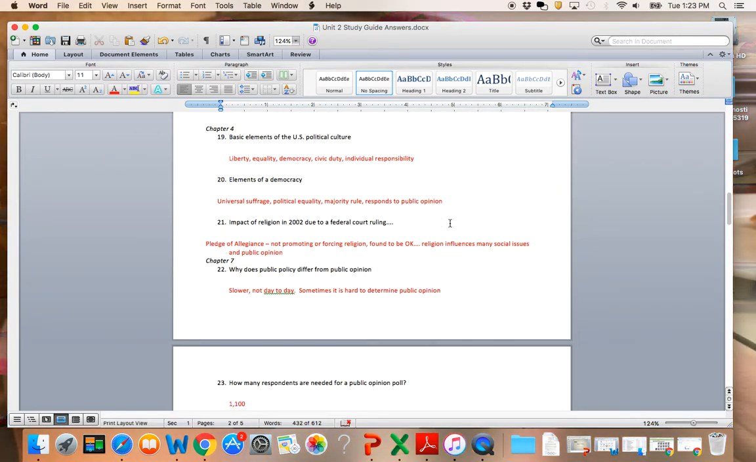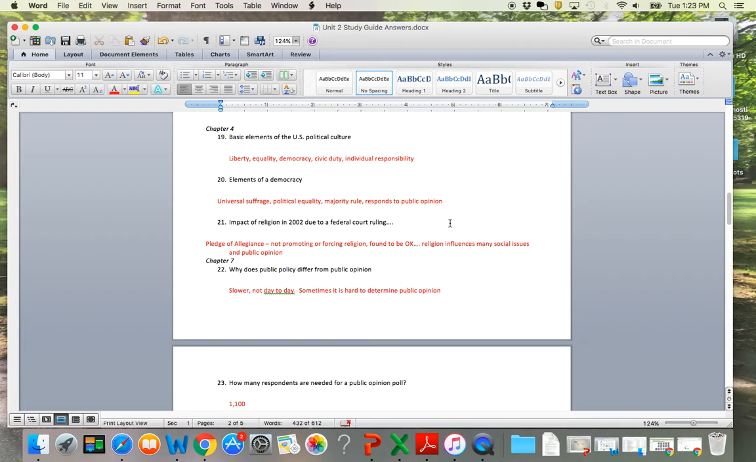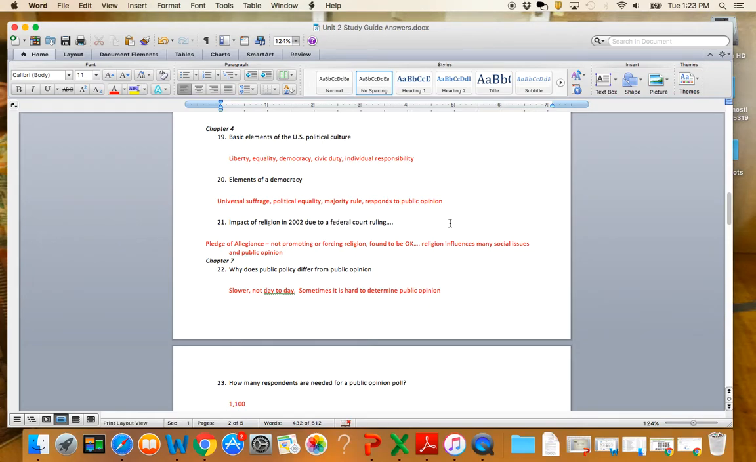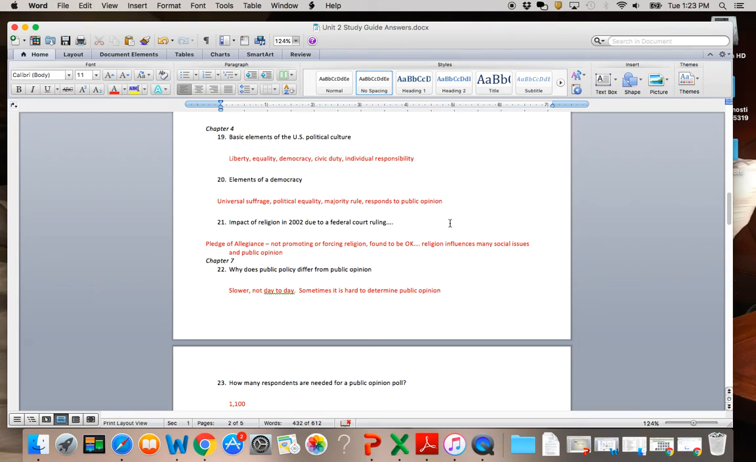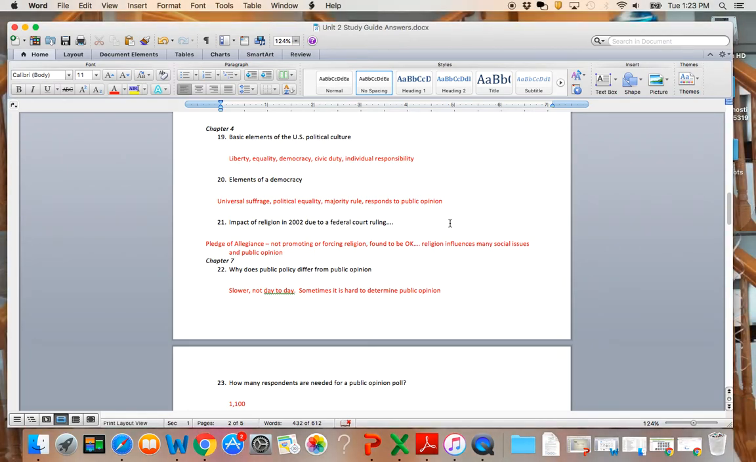In 2002, there's a federal court ruling on the Pledge of Allegiance that said it was not unconstitutional to have the word God in the Pledge of Allegiance because it was not promoting or forcing religion, so they found that to be okay. It is good to note that religion does influence many social issues and a lot of public opinion.